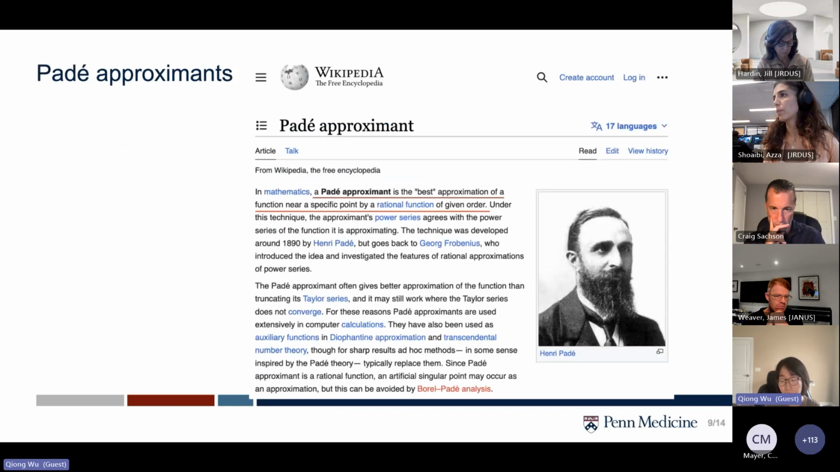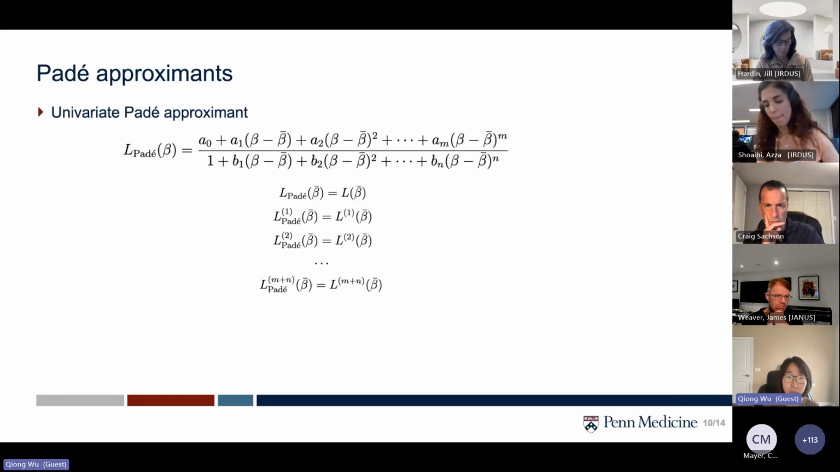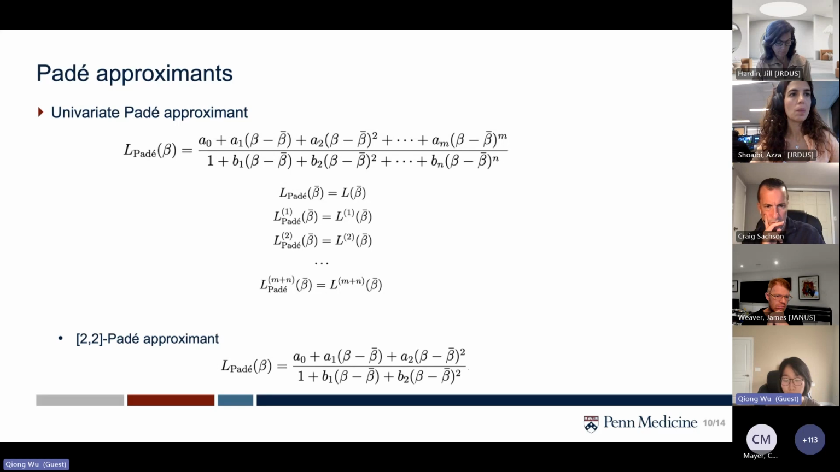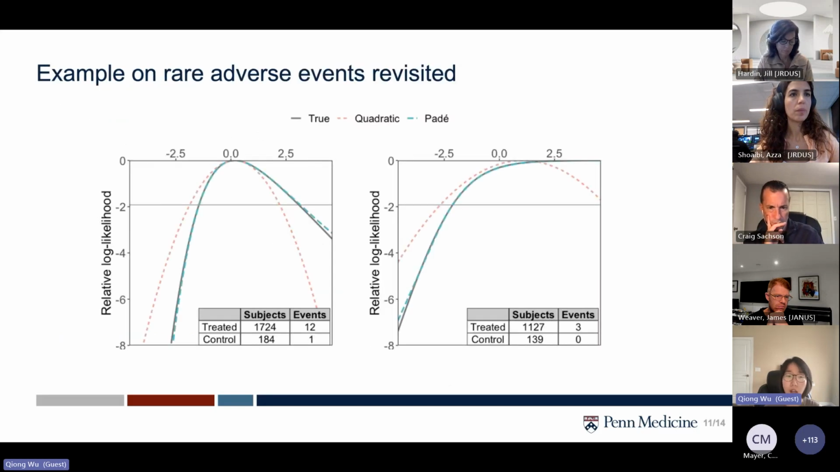Then we look into the Padé approximant, which was developed by Padé since the last century, and it is called the best approximation of a function near a specific point of a given order. The Padé approximant is actually a rational function, and the order 2-2 Padé approximant we used in the paper is actually a ratio of 2 quadratic functions. After we looked at the performance of the Padé approximant, we found that it can approximate our true likelihood function very well, even in scenarios when we have few events or 0 events.